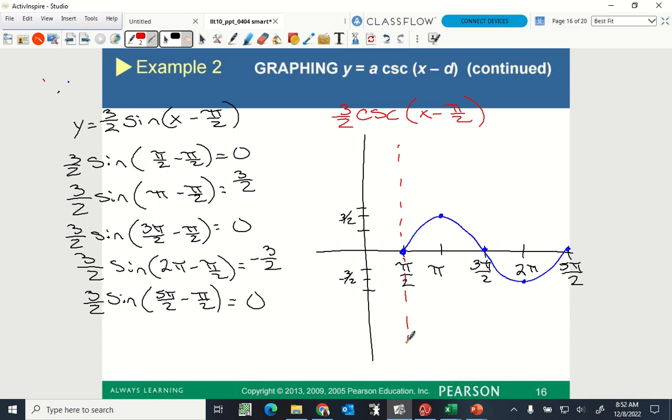Same thing's going to happen right here at 3 pi over 2, and at 5 pi over 2. And just like I said, the minimum and maximum flip. They go upside down. So right here at the maximum, that's going to flip up, go this way. And the minimum is going to flip down right there. Just like that.